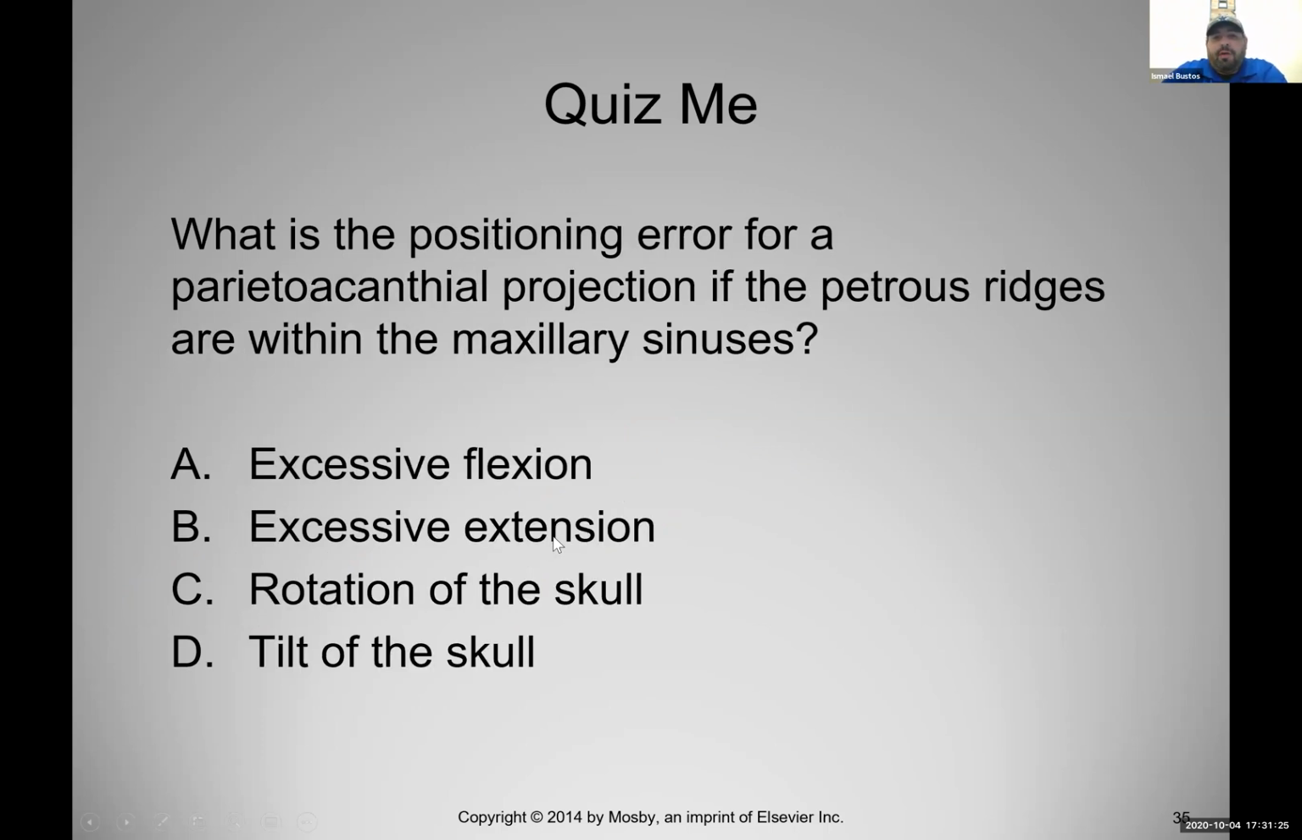What is the positioning error for a parieto-canthal projection if the petrous ridges are within the maxillary sinuses? Oh, it's easy money, right? Easy money. So again, they're supposed to be well below, right? But if they're in the maxillary sinuses, then what happened? Did I have excessive flexion, excessive extension, rotation of the skull, or tilt of the skull? Well, they're supposed to be down here, but now they're here. I have excessive flexion, right? Excessive extension would have been this way, so it's excessive flexion. Rotation of the skull doesn't have anything to do with it. Tilt of the skull either. Okay, so the answer should have been excessive flexion.